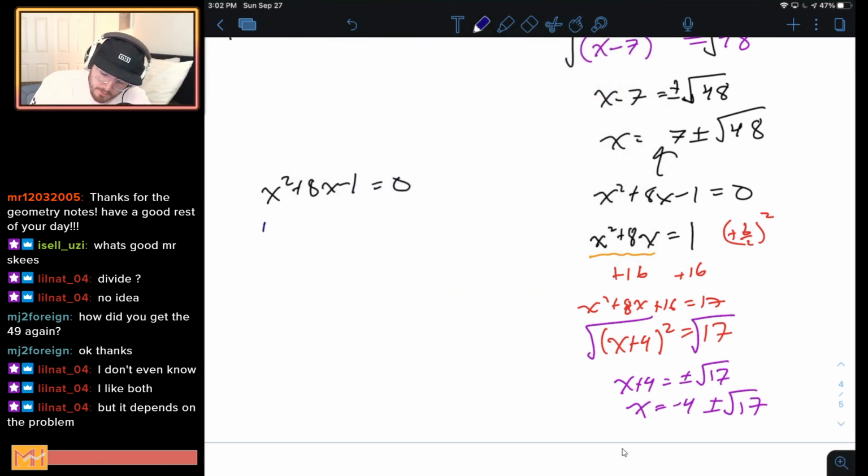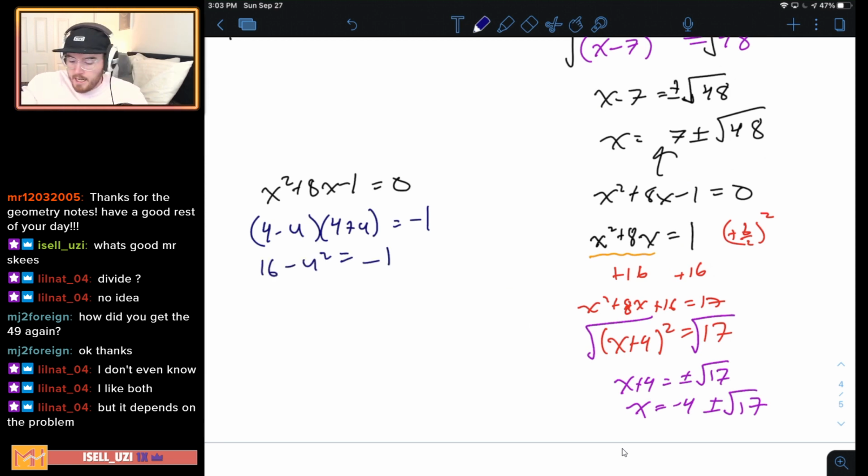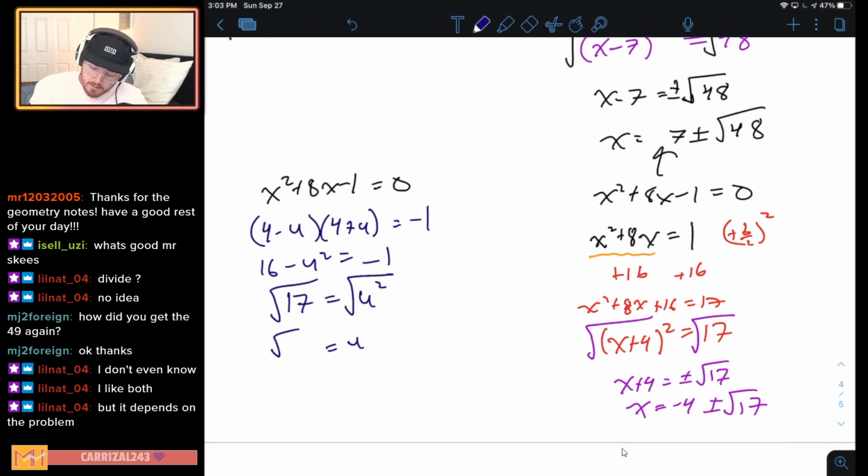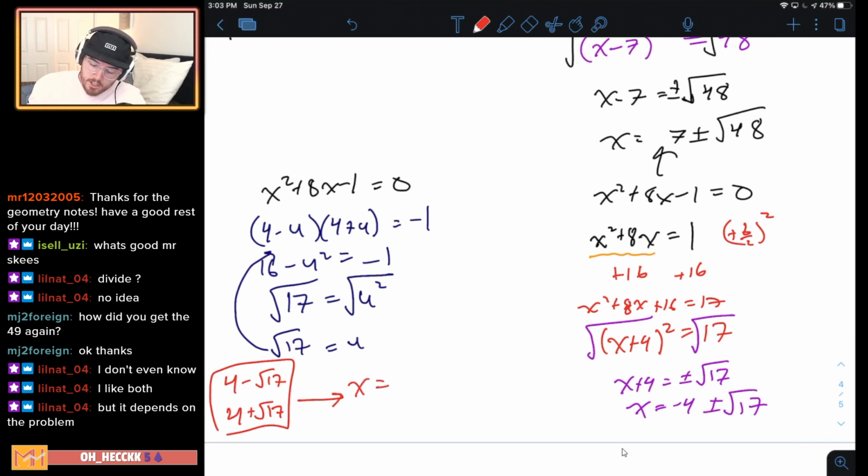Compared to 4 minus u times 4 plus u equals negative 1. 16 minus u squared equals negative 1. Add the 1 over, you get 17. Move the u squared over. So there's our u value, and you take that and plug it in up here. So we end up with 4 minus root 17 and 4 plus root 17. But these aren't our solutions. We have to flip them to get our actual solution. Boom.